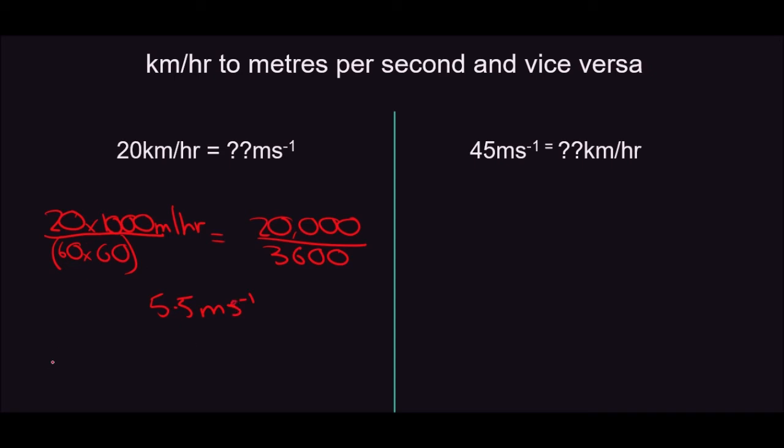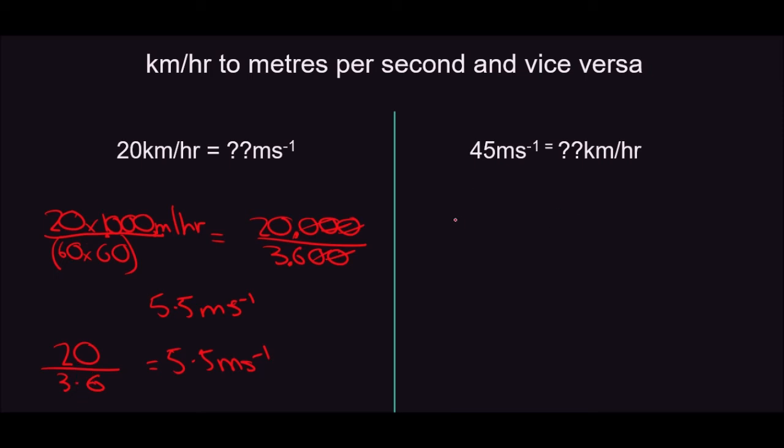Now we can actually simplify this by taking some of these zeros away. We can do 20 divided by 3.6. We can move the decimal from here over here, take our 3,600, put the decimal there, and cancel them ones. So 20 divided by 3.6 is equal to 5.5 meters per second, making it a bit easier for us. All I suppose you have to really do is remember that 3.6 and you've cracked it.